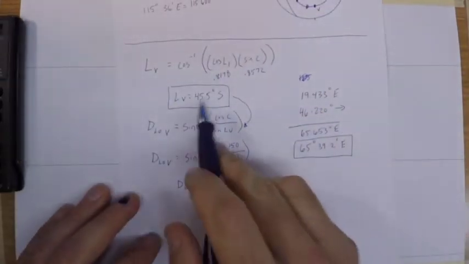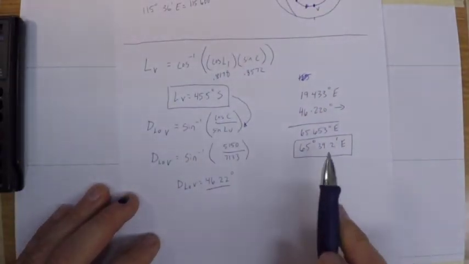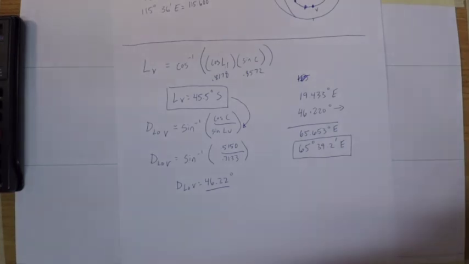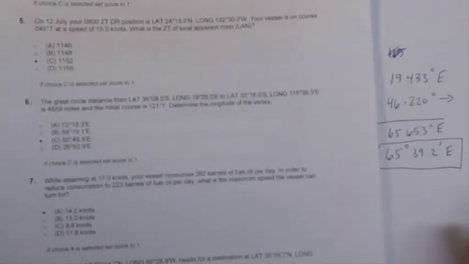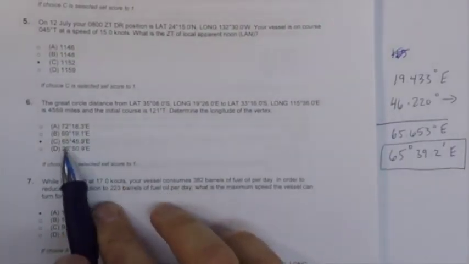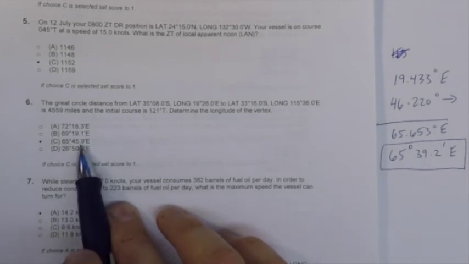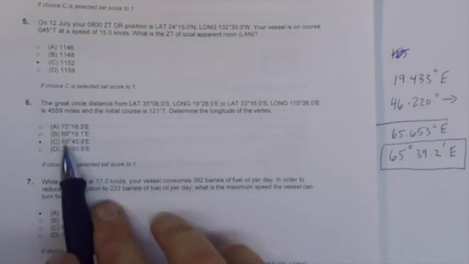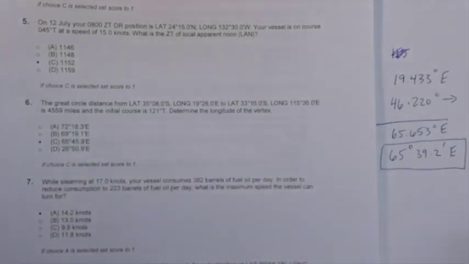All right, so we calculated the latitude and the longitude of the vertex. Looking at the question, given the choices here, ours is closest to choice C, which is the correct answer. We're off by about 5 or 6 nautical miles, which is fine on this type of problem. Again, look at the spread of the answers, and we're good to go.